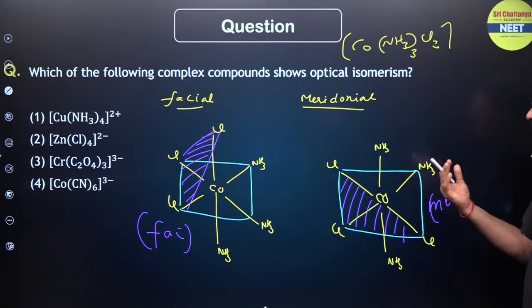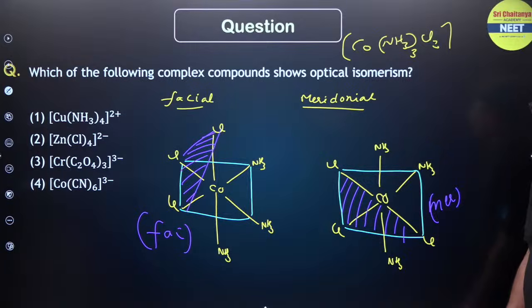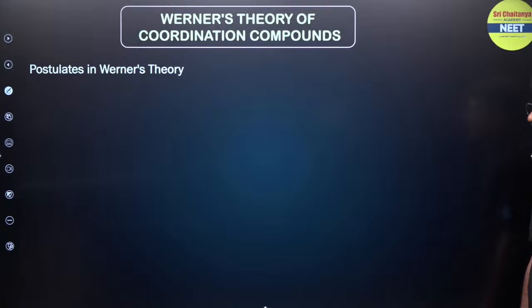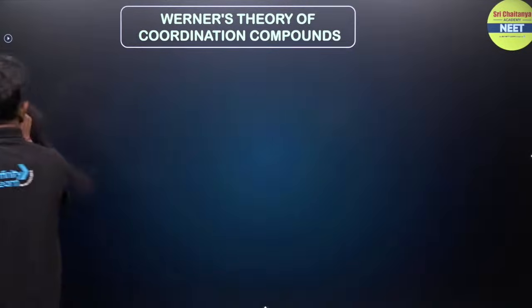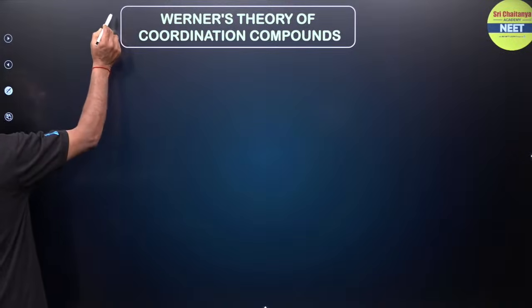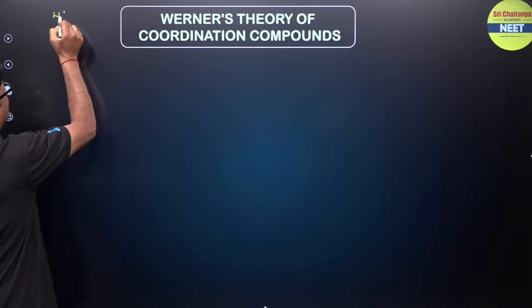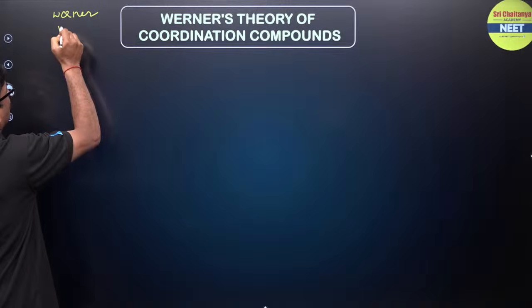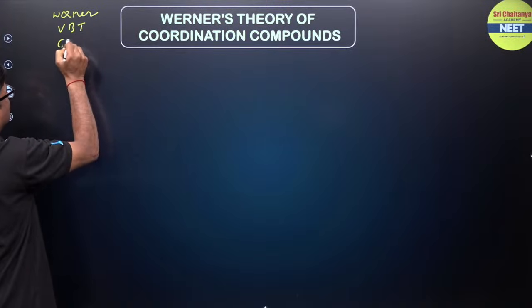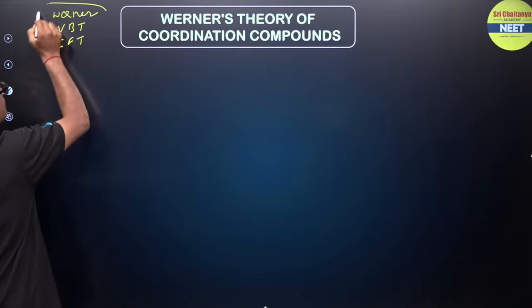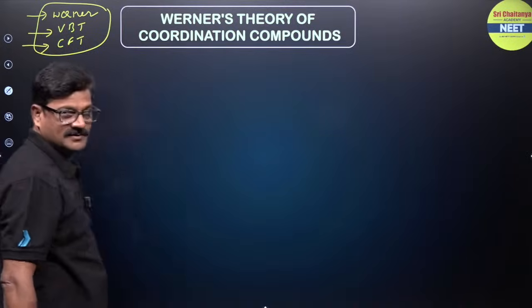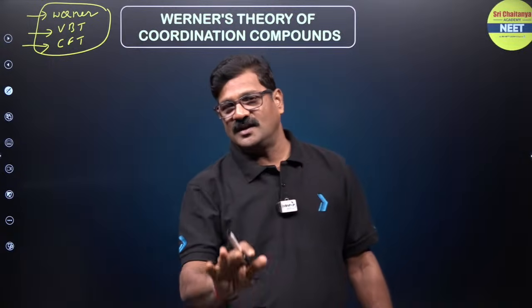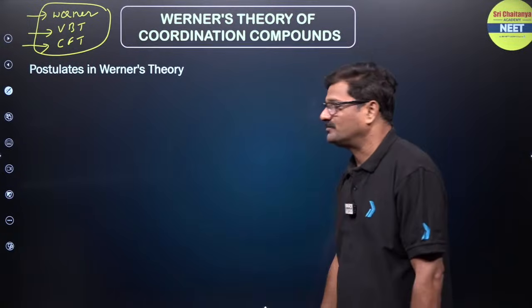So which of the following complex compounds can show optical isomerism? Everything is included here. Anyway, there are various theories which you need to study: Werner theory, valence bond theory and crystal field theory. These three theories we need to study in these complex compounds. For today, I want to show a little of Werner theory.